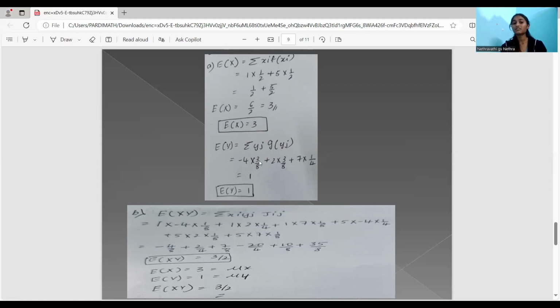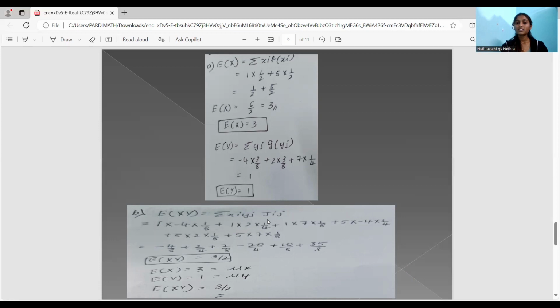In a similar way, we have a formula to find the expectation value of y, that is summation of yi into g of yj. By solving this in a similar method to the expectation of x, we got a value of expectation of y, which is 1. So for the combination of expectation of x and y, that is E of x comma y, we have a formula: summation of xi yj into g of ij.